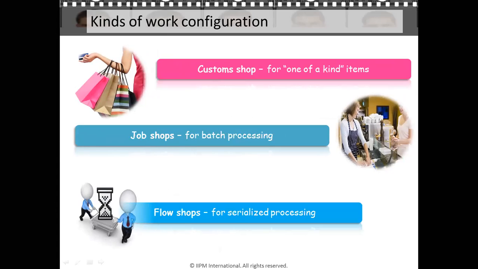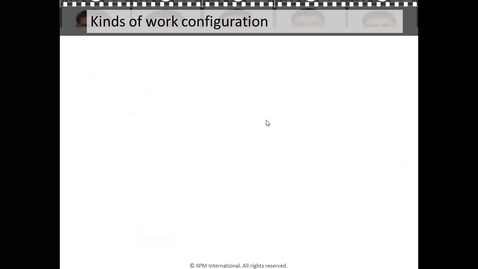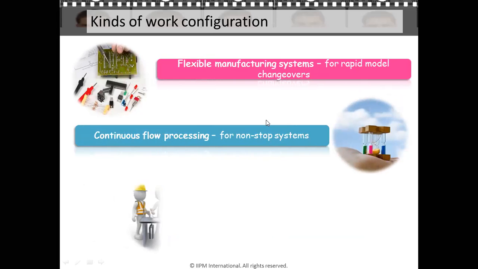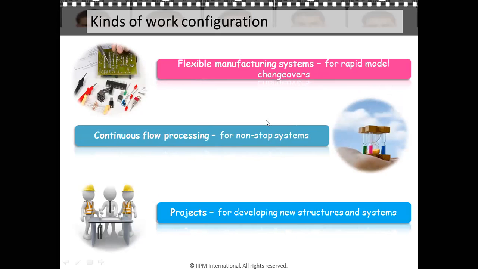We have custom shops for one-of-a-kind items. Then we have job shops for batch processing, and then we have flow shops for serialized processing. We've looked at all of these kinds of production earlier in this course. Kinds of work configuration: we have flexible manufacturing systems for rapid model changeovers, continuous flow processing for non-stop systems, and projects for developing new structures and systems.